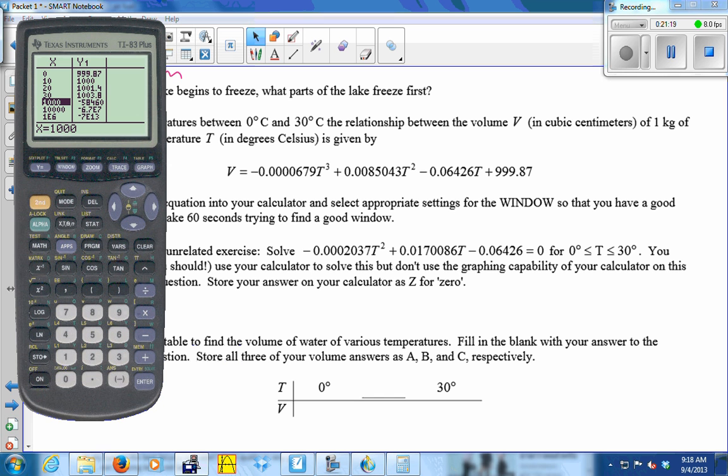So maybe we'll go from 998 to say 1,005. Okay, so does that make sense? X-axis is temperature, Y-axis is volume of 1 kilogram of water. So what happens is the volume decreases until a certain temperature, and then it starts to increase. Then volume increases.